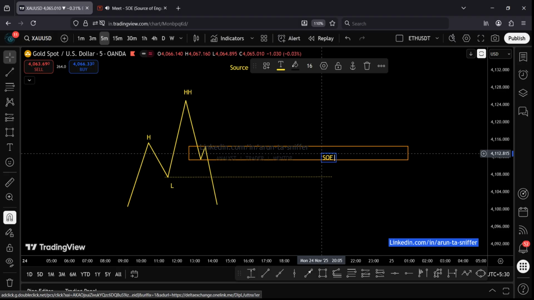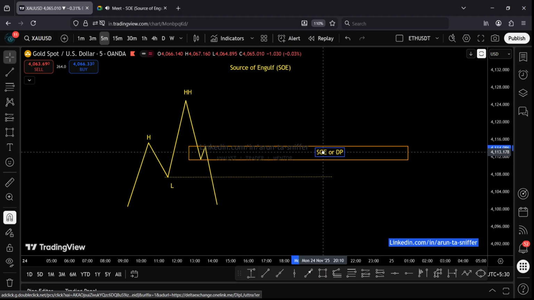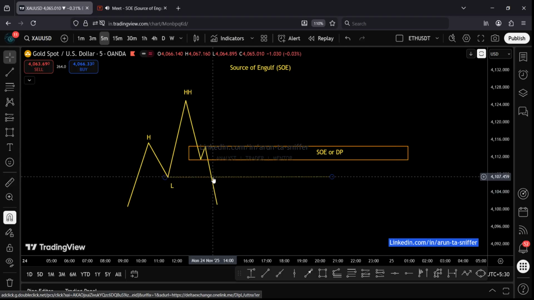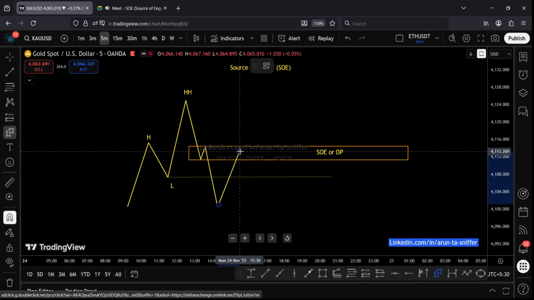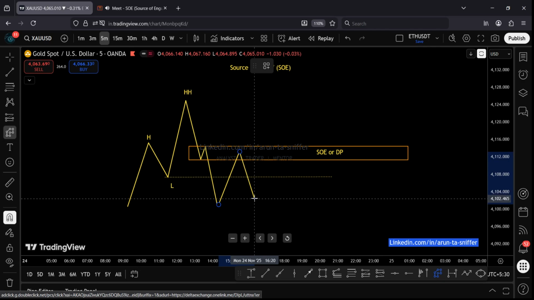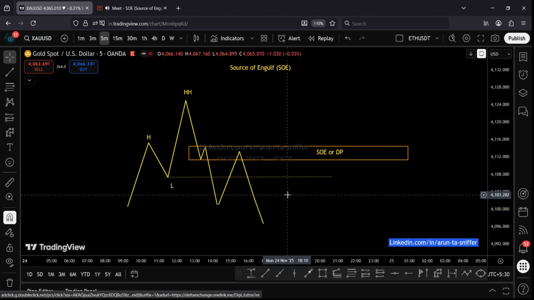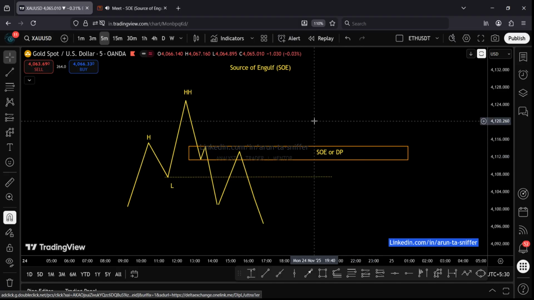SOE or TP. Okay. So after engulfing, the price will go back to this source of engulf like this and then fall down. It may come till here or till here, both are possible. So what happens in this source of engulf or DP area? We will see this in detail.